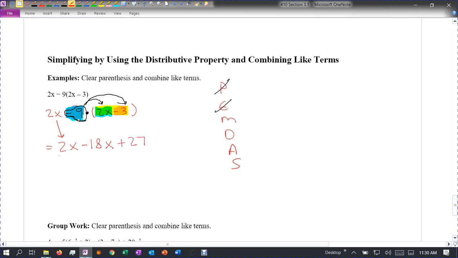And now I notice that these two are like terms. They both have x. So I can do on the side here, what's 2 take away 18? I'm looking at their coefficients only. And that gives me negative 16x, and then I still have plus 27, and I can't do anything else to that because those are not like terms. And so therefore I am done.